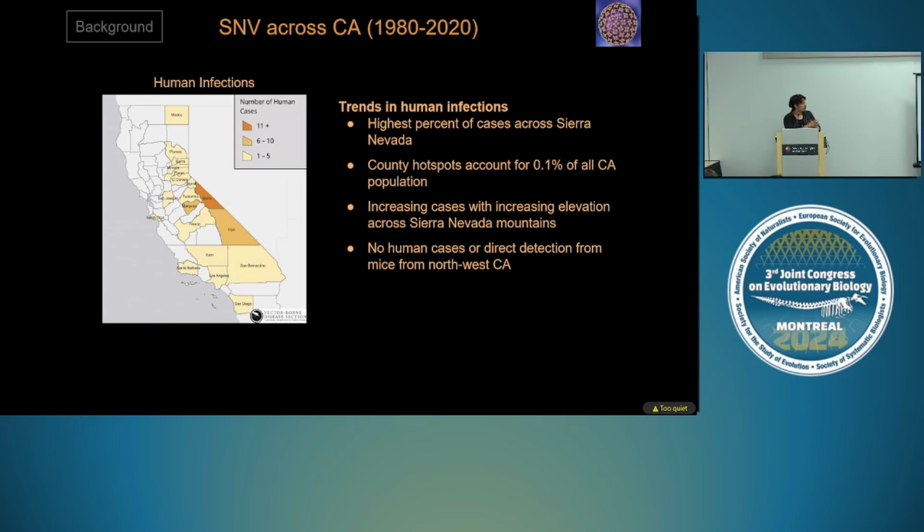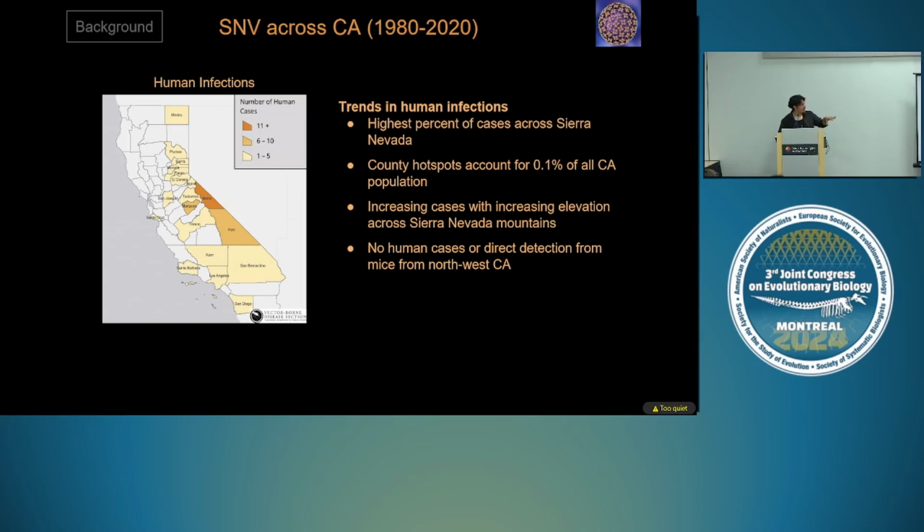And this is interesting because we don't see any sign that spillover actually correlates to human population density, as you might expect. In fact, those three counties across the Sierra Nevada that have the highest spillover incidence only account for 0.1% of all the California population. There's almost like nobody living over there. And we also see that cases positively correlate with increasing elevation across the Sierra Nevada mountains.